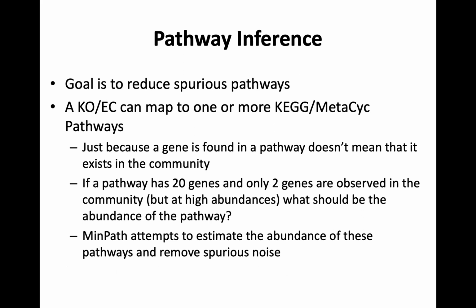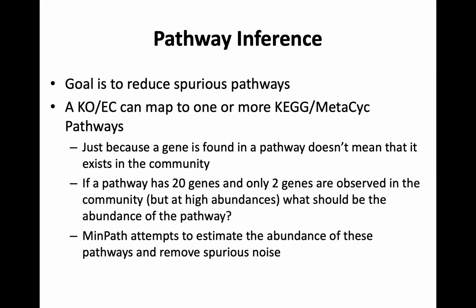Pathway inference is super complicated, and I just want to present it here so you appreciate why it's complicated, not go into great detail about it. I know this is sort of text heavy, so I'm sorry. But the idea here is we're mapping our genes to, say, those KEGG pathways, and the result is that we could have many spurious pathways. If we read this point right here, say a pathway has about 20 genes, and we find 2 genes in our environment, in a particular sample.